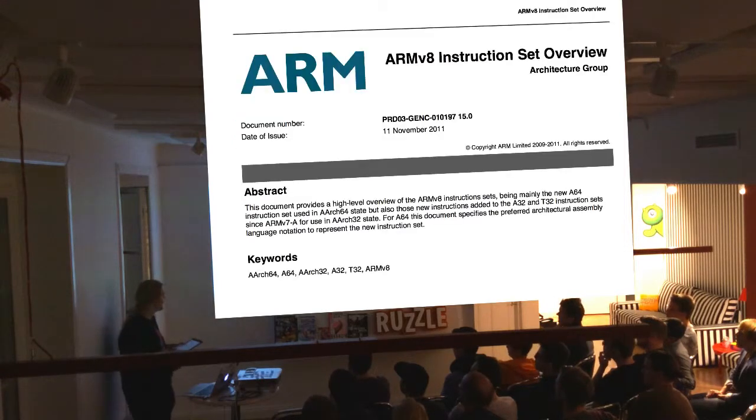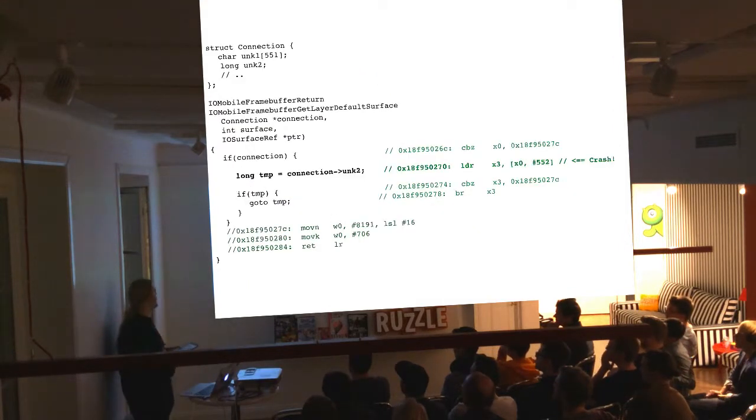You can download the instruction set overview. This looks scary. It's not scary. You just go search for whatever instruction you're missing in it, and you'll see what you get. So, okay, I'm going to do my first decompilation. What does that look like?